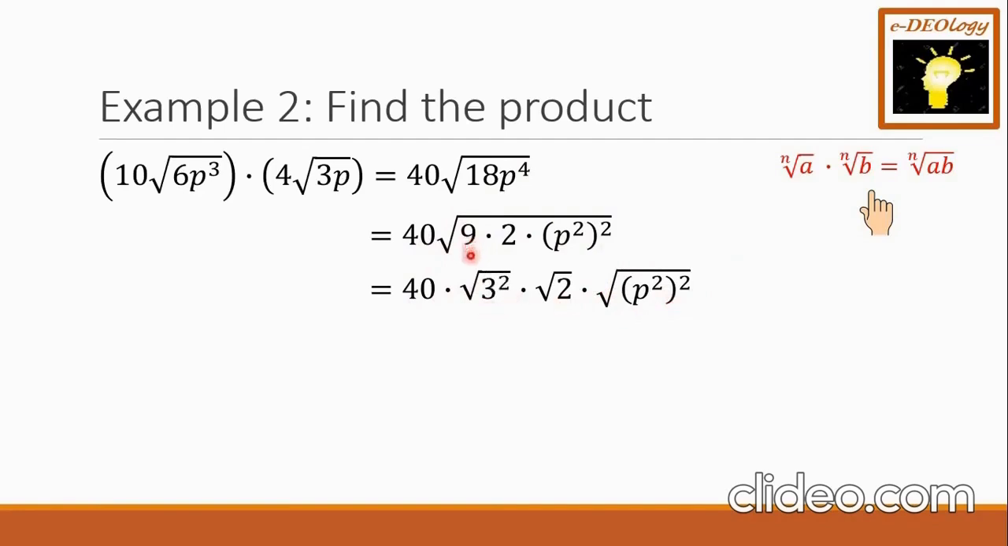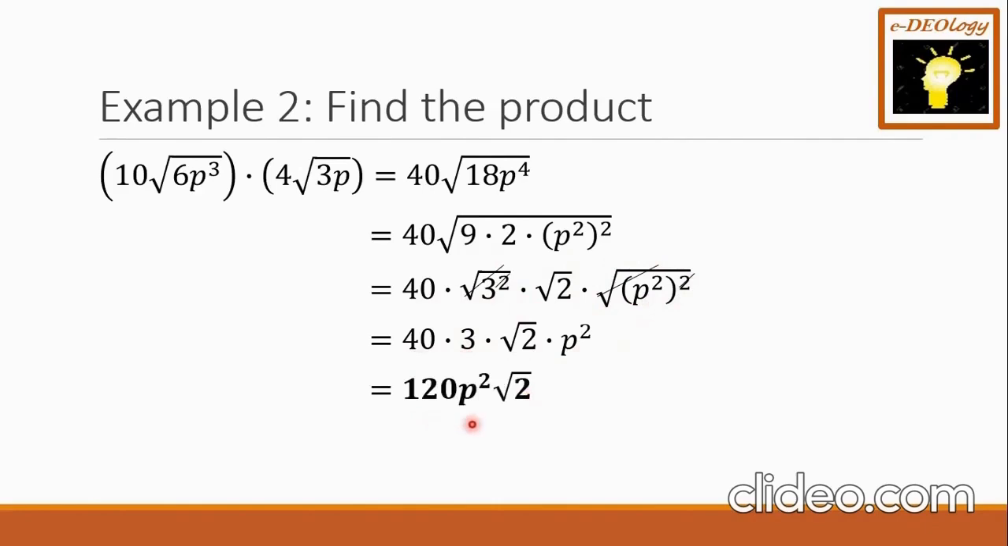The next is, we will show that 9 to be a 3 squared value. And then, we are now to simplify further. I copy first the 40. On this term, I cancel the radical along with that power 2. So only the base 3 will come down. For the square root of 2, we simply copy here. For this term, we cancel the radical along with that power 2. So only the base p squared will come down here. So on this point, we're going to combine all terms that are not inside the radical symbol. So this 40 will multiply to 3, also multiply to the p squared. So it becomes 120 p squared, and also the square root of 2 will be copied here. So this is our final answer.